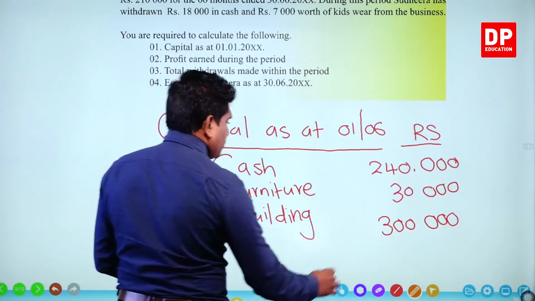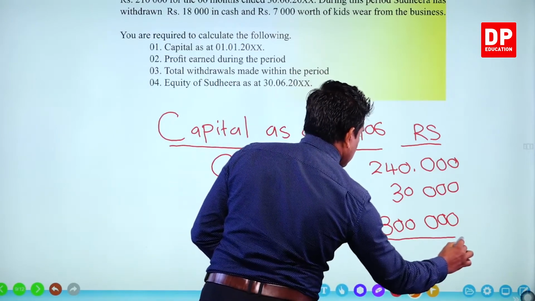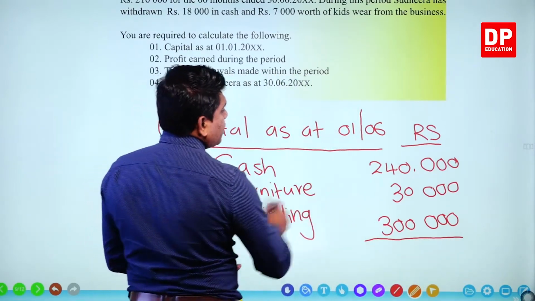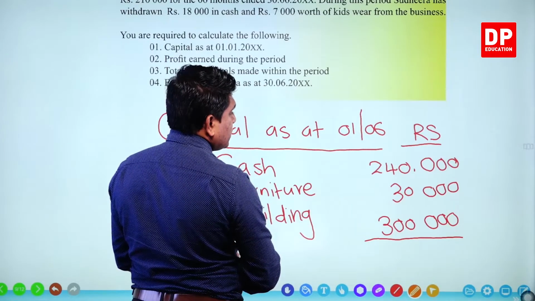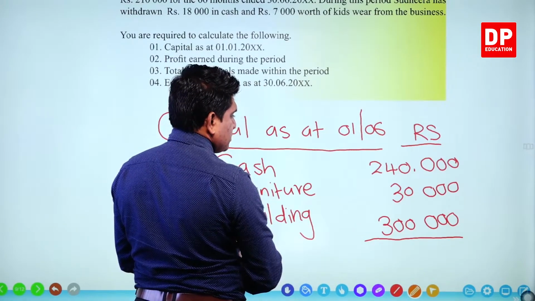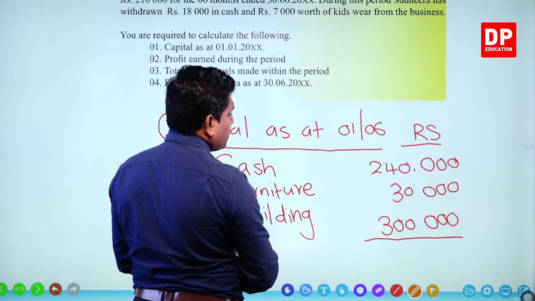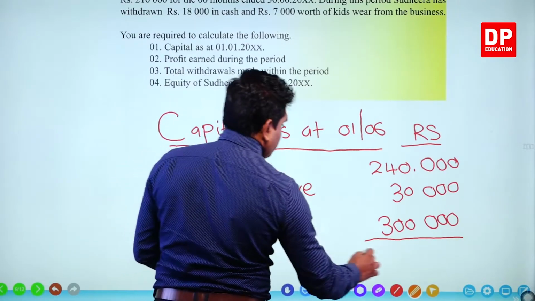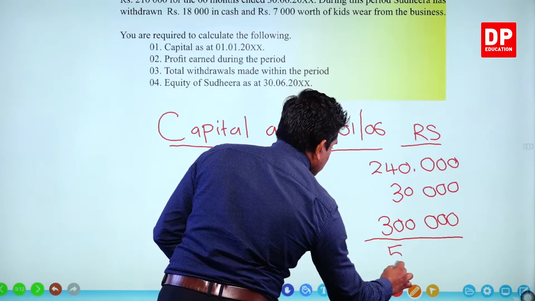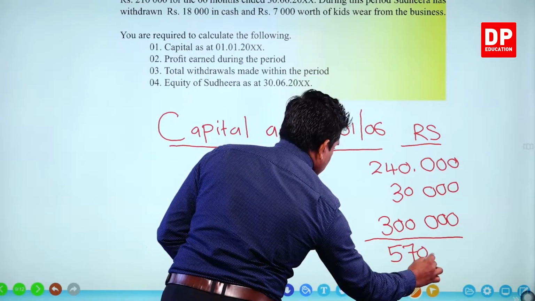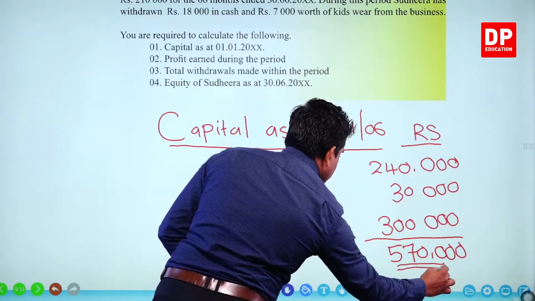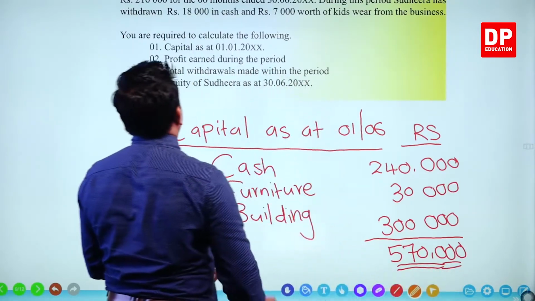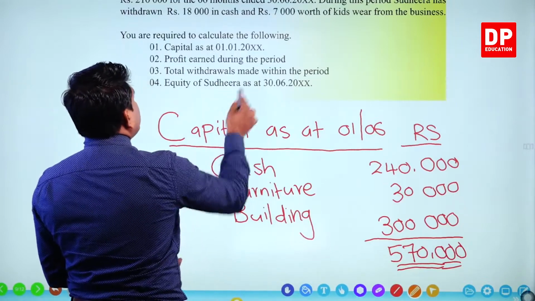Okay. Now you get the total. How much? 240,000 plus 30,000 is 270,000, plus 300,000, then 570,000. 570,000 is the initial capital, right? Initial capital.